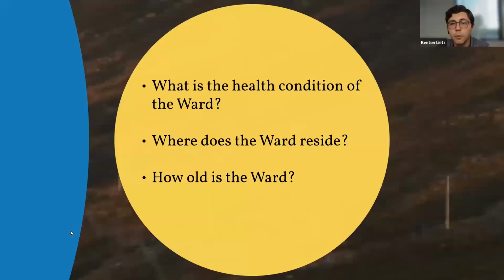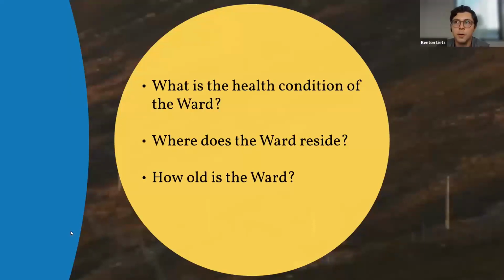And then where does the ward reside? How involved is the fiduciary in the ward's life? Do they live together? Typically, that is a good thing if they're living together, or if a parent is taking care of an incompetent child or a minor, that we would want to see them living together and being fully responsible in that sense. And how old is the ward?